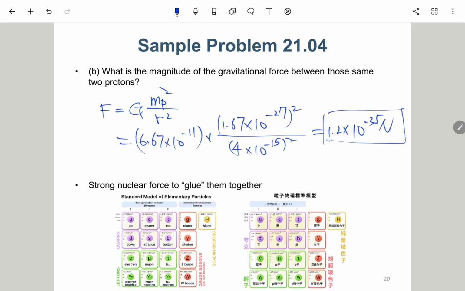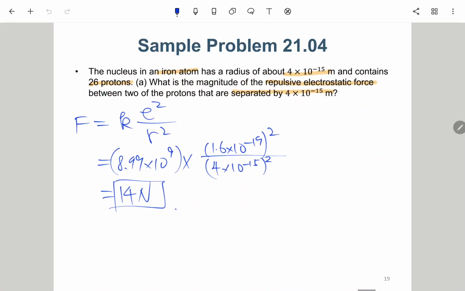You may think, this sample problem is so stupid. What's the point of mentioning it here? The idea is that not all the sample problems in the textbook are trying to teach you how to do the math. Actually this sample problem is telling you a physics story here. The first question is, what is the repulsive force between the two protons inside the nucleus?